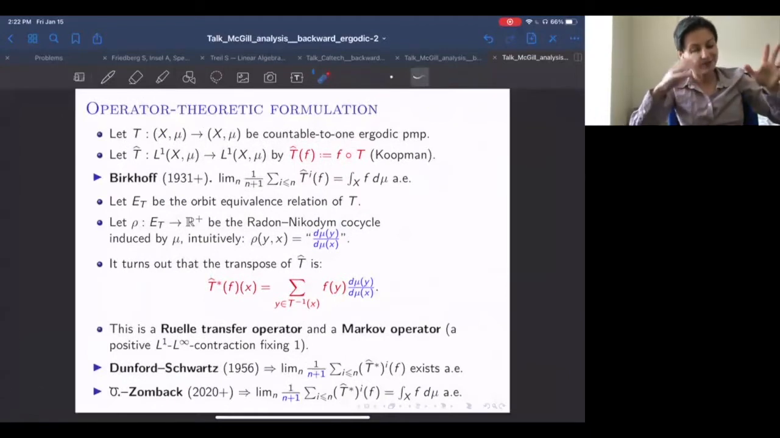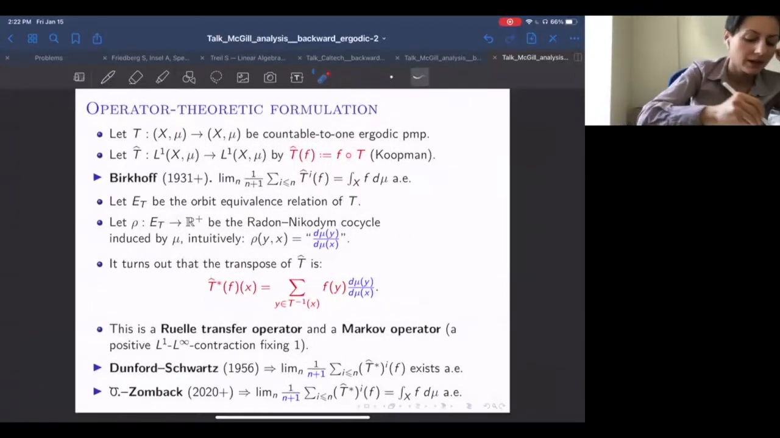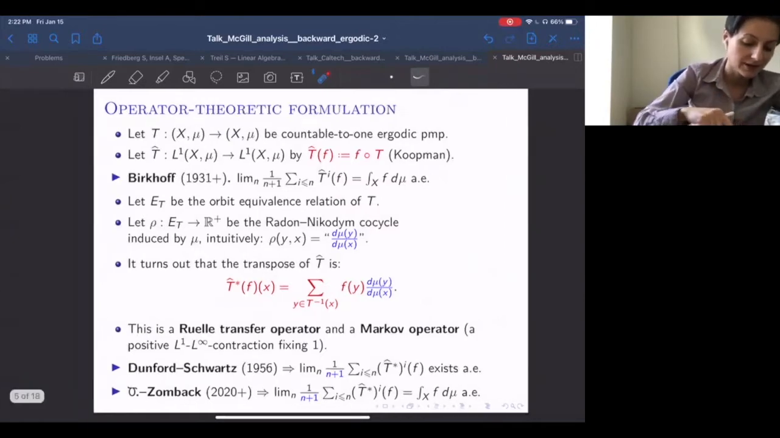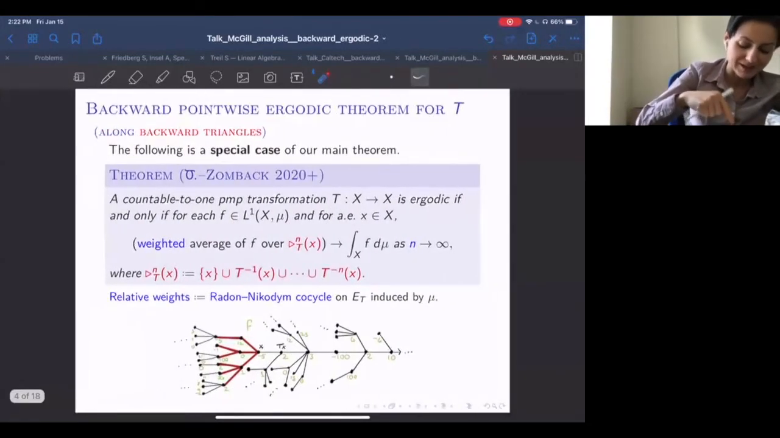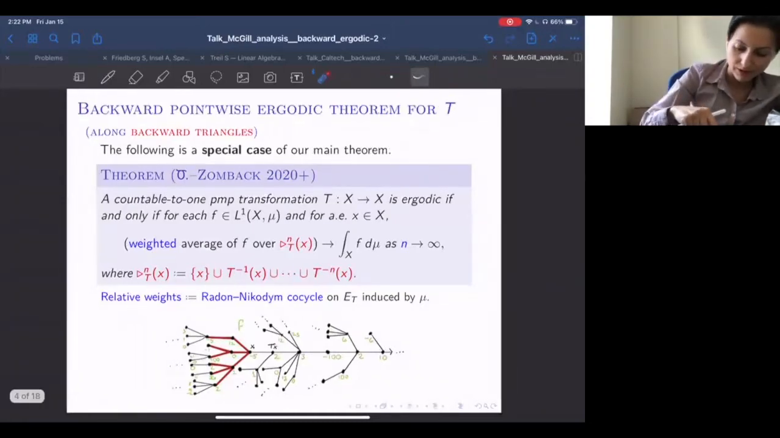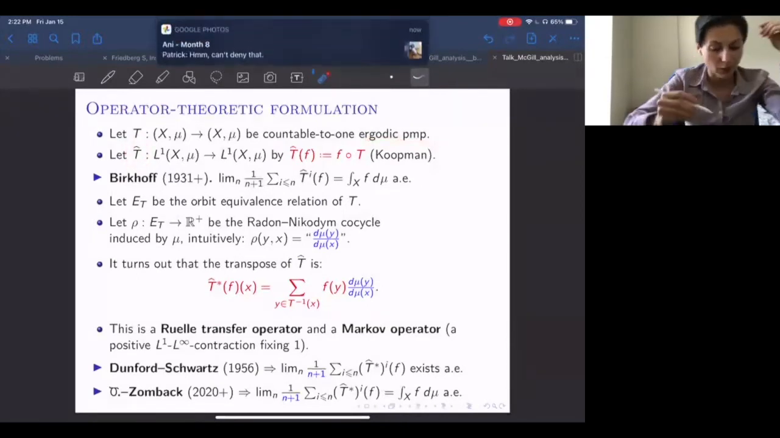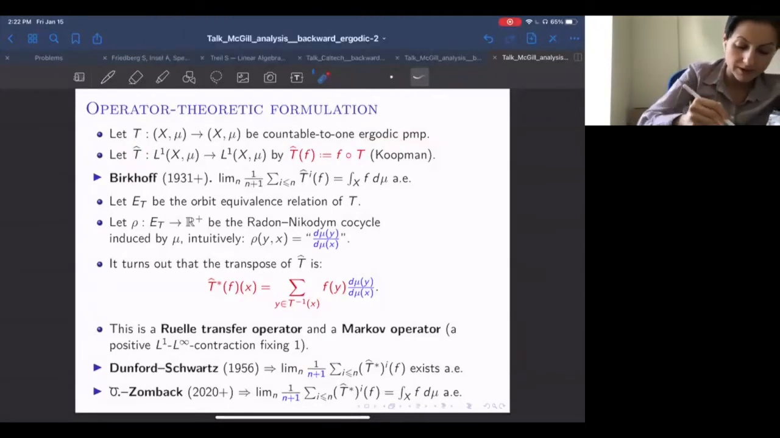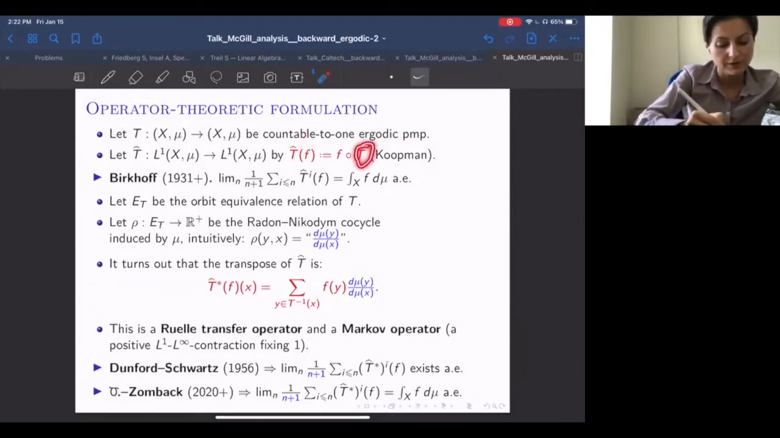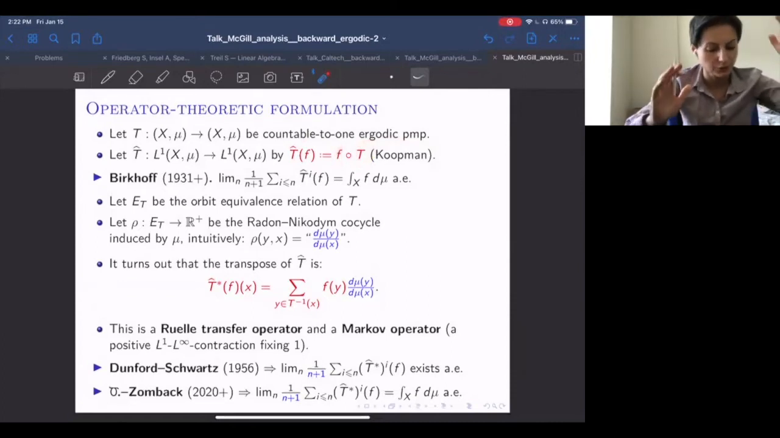And also along the way, give an operator theoretic formulation of this special case so that it rings more bells for people in this audience at least. So once again, T is a countable-to-one ergodic PMP map. And I'm taking the standard thing, the Koopman operator of this map. It's defined on L1: it takes a function F and spits out its shift. So it shifts the space by T and then applies F, the usual thing.